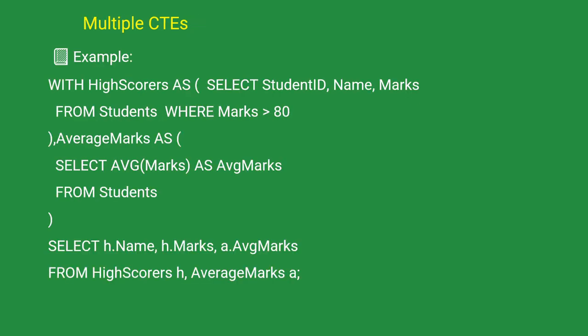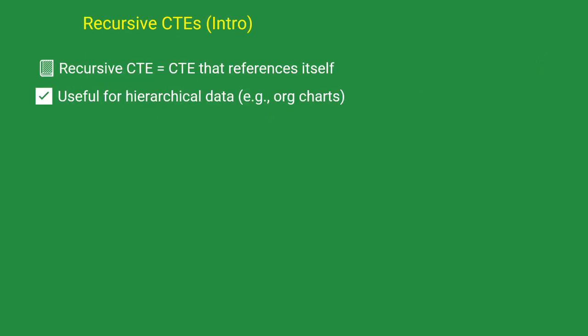You can define multiple CTEs in one query. Here, high_scores selects students with marks above 80, and average_marks calculates the overall average. The final query combines both. CTEs can also be recursive, meaning they reference themselves. Recursive CTEs are useful for hierarchical data like organizational charts or category trees.